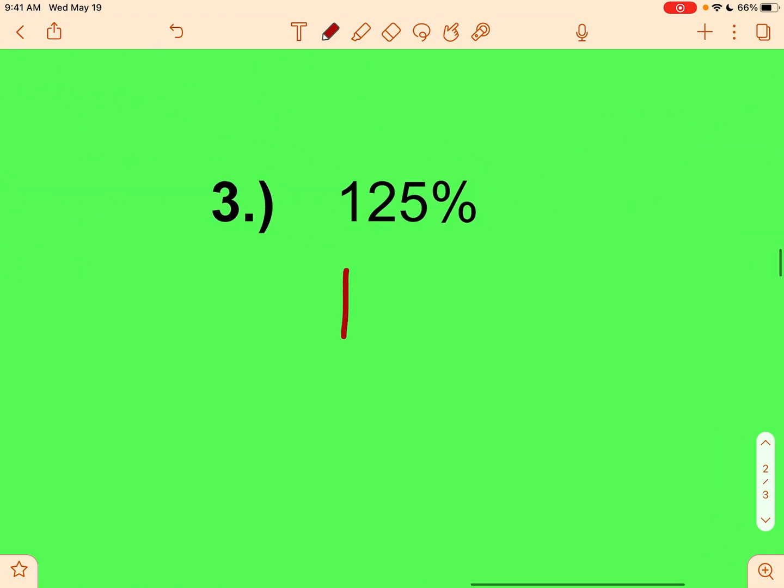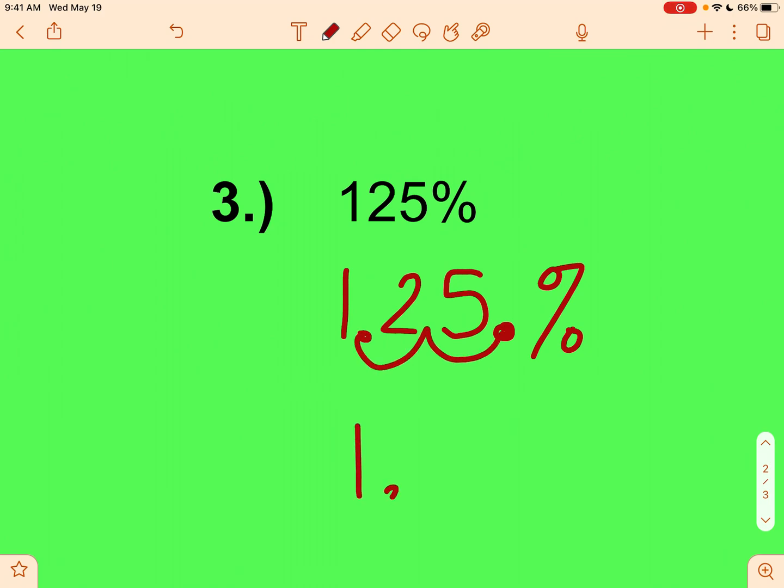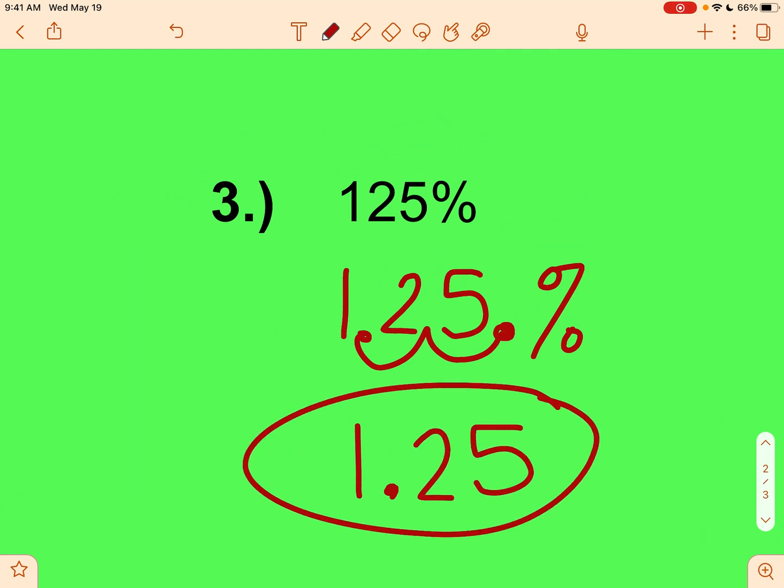And number 3, we have 125%. Again, we're dividing by 100, or we're moving our decimal point 2 places to the left. So 1, 2, we get 1.25. And that is your decimal.